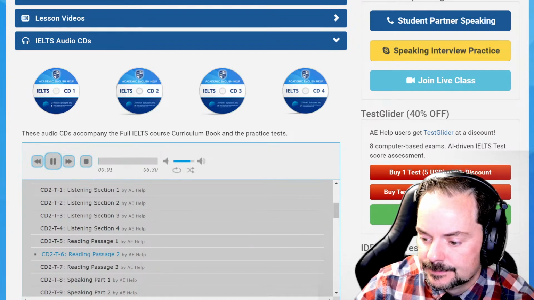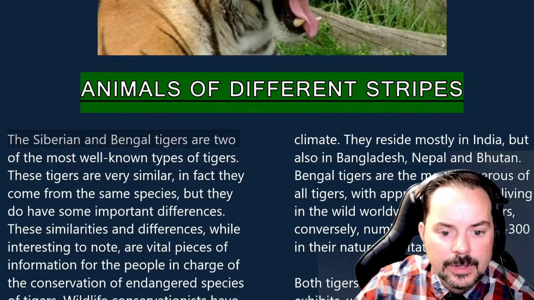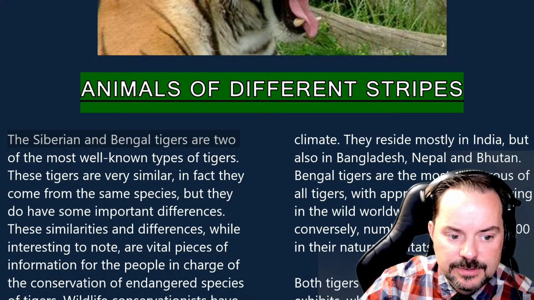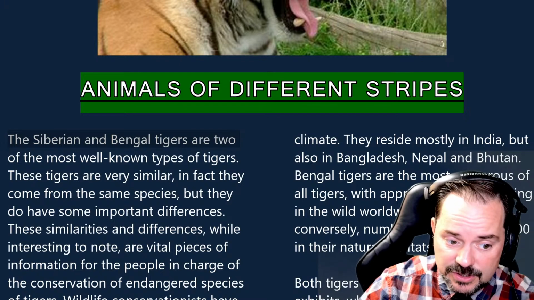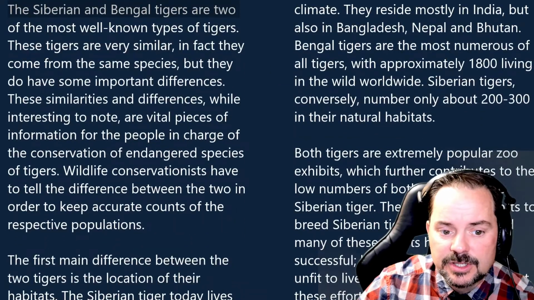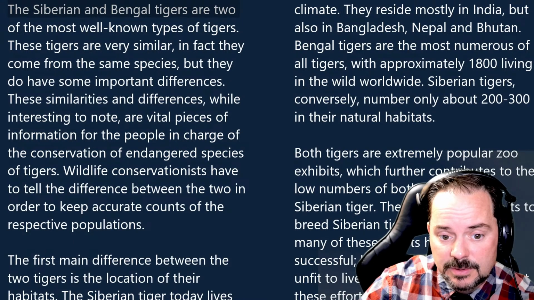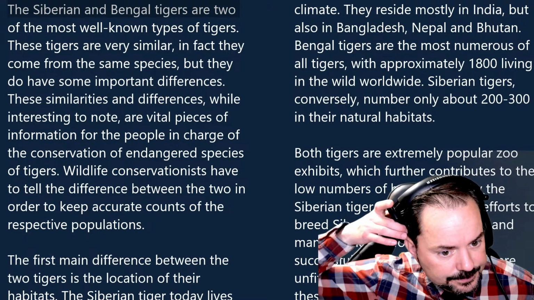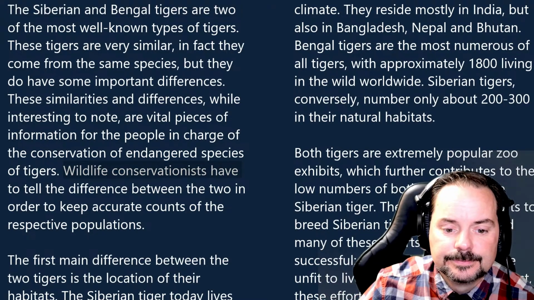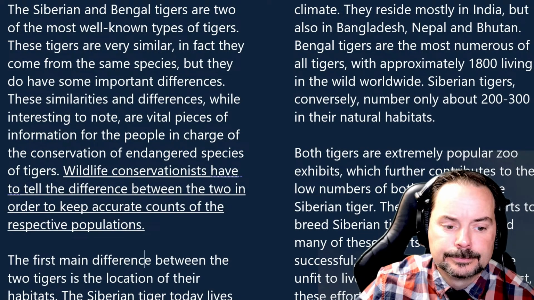The Siberian and Bengal tigers. The Siberian and Bengal tigers are two of the most well-known types of tigers. These tigers are very similar. In fact, they come from the same species, but they do have some important differences. These similarities and differences, while interesting to note, are vital pieces of information for the people in charge of the conservation of endangered species of tigers. Wildlife conservationists have to tell the difference between the two in order to keep accurate accounts of the respective populations.